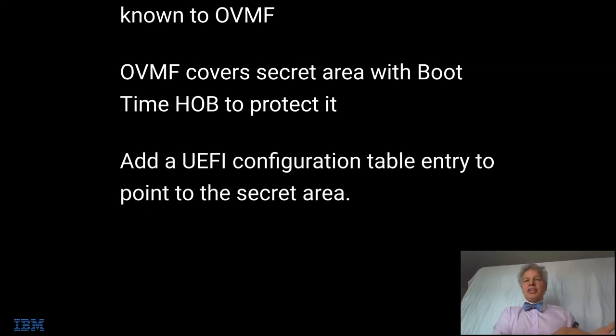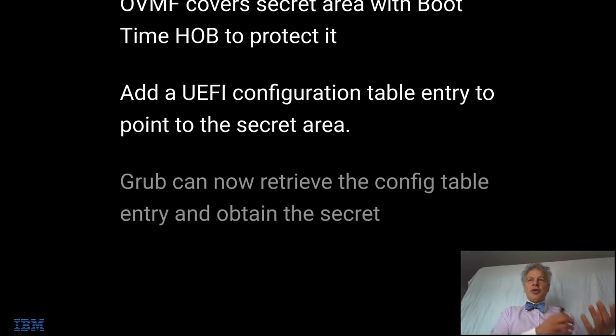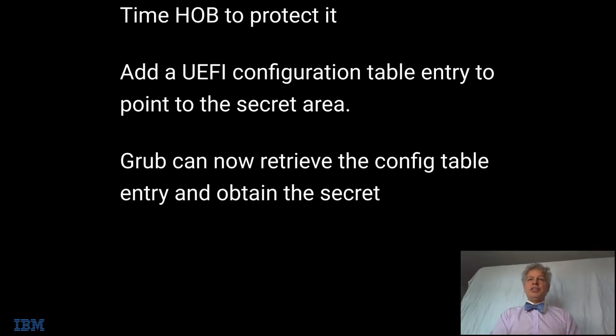So what we can do is actually add a UEFI configuration table entry to point to the secret area once OVMF pulls it out. This configuration table is actually handed up to GRUB. GRUB itself does not call exit boot services, the kernel does, so the secret is still available to GRUB at the time it's handed off. And GRUB can now retrieve this configuration table and obtain the secret. Once GRUB has the secret, it can use it to decrypt the encrypted volume and boot the virtual machine.